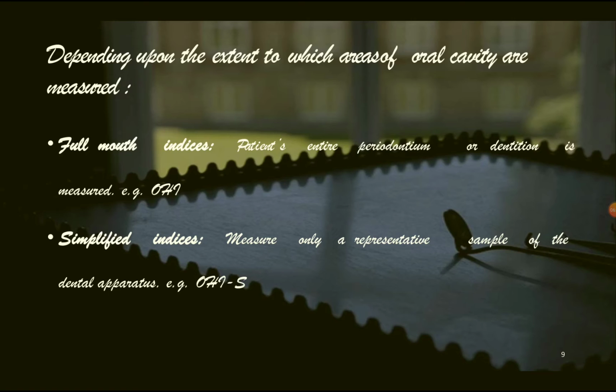In the modification, OHI was given in 1960 and OHI-S in 1964. After 4 years of using the OHI, they found it was taking a lot of time in the field. So they came out with 6 selected index teeth, and that is called the simplified index. That includes 16, 26, 36, 46, 31 and 41. That is called simplified, where we examine only a set of teeth. Whereas a full mouth index will examine all the teeth present on the day of examination in the patient's mouth during the clinical chair.